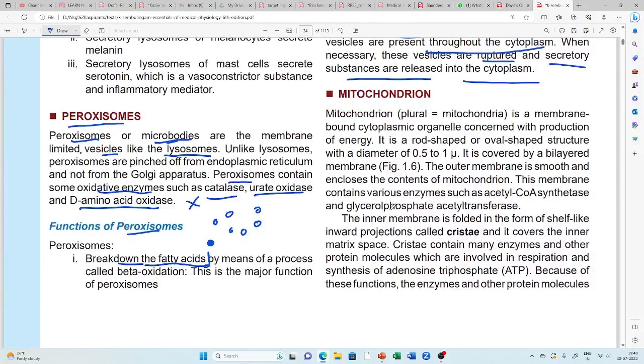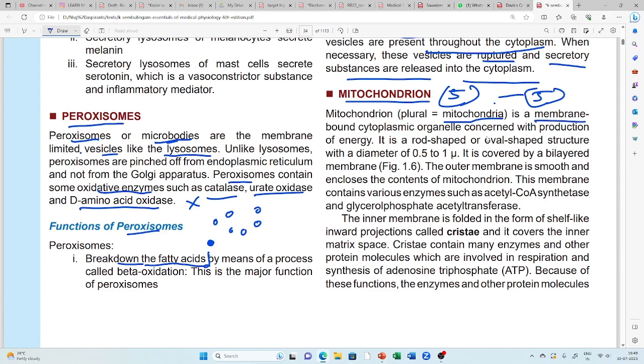Next one is mitochondria. Okay, next one, a very important organelle in the cell, is mitochondrion or mitochondria. It's a membrane-bound cytoplasmic organelle. The 5 mark question, they usually ask as mitochondria. Sometimes they will ask the cell also for a 5 mark question. Okay. Now, what all do you have to study about mitochondria?